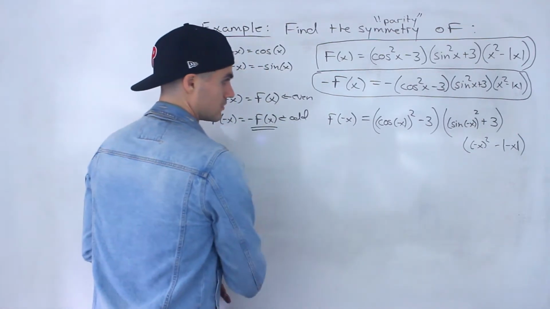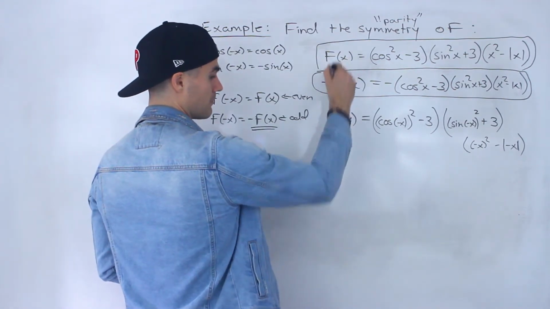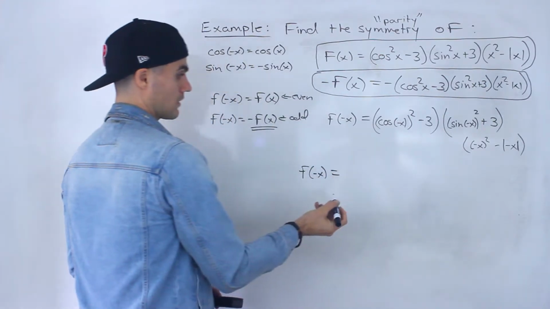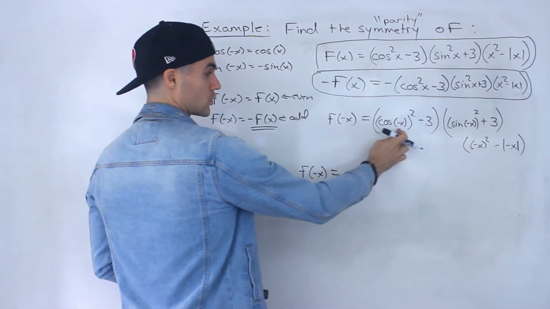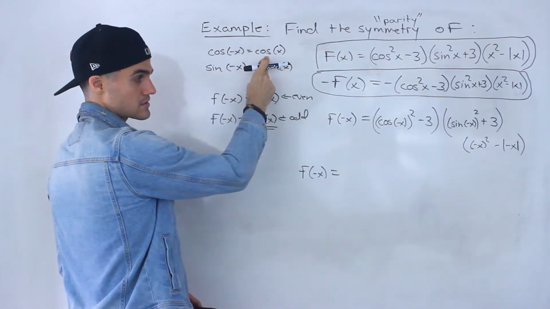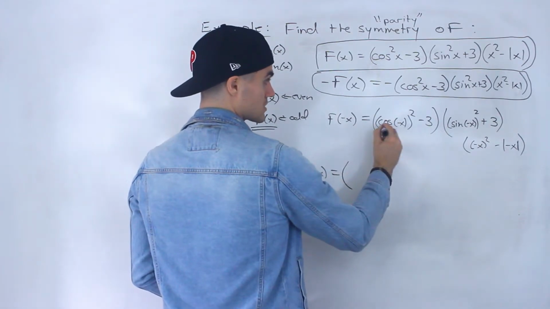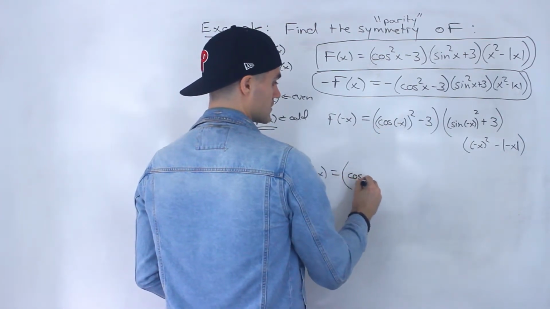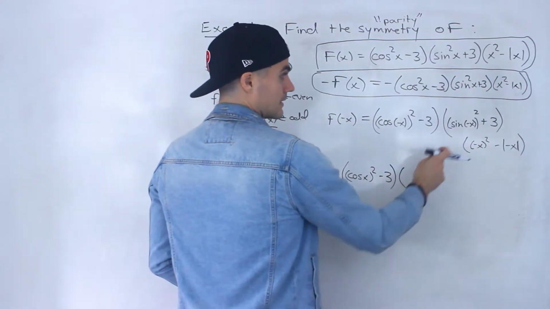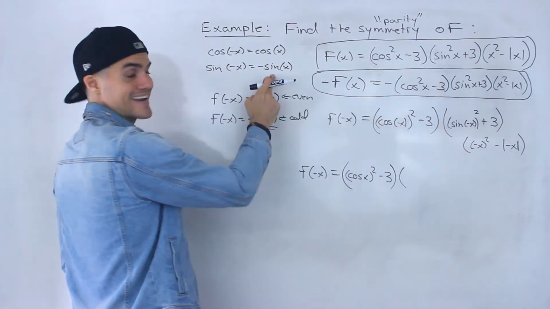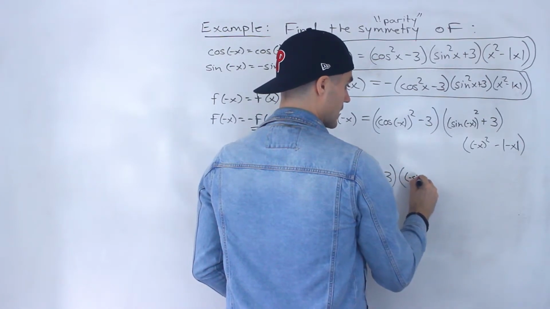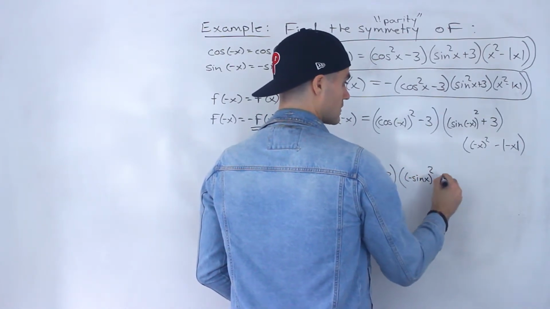Right, so now let's try to simplify this a little bit and make it comparable to these. So, give myself some room here, f of negative x. Now, cos of negative x, we discussed that that's just equal to cos x. So, I'm going to rewrite this cos of negative x as just cos x, and that's going to be squared, minus 3. Sine of negative x is negative sine of x. So I'm going to rewrite this bracket as negative sine of x, squared, plus 3.